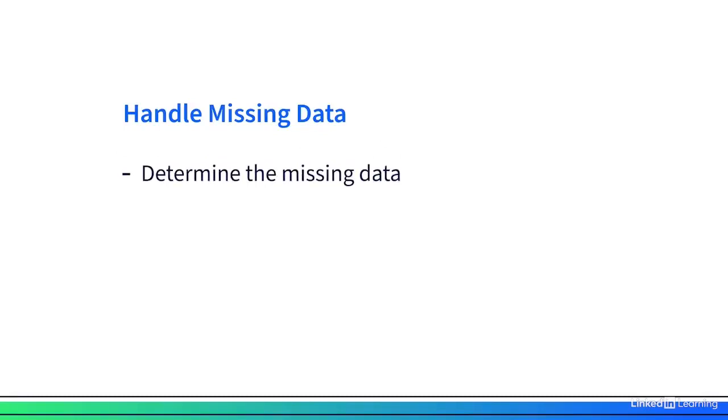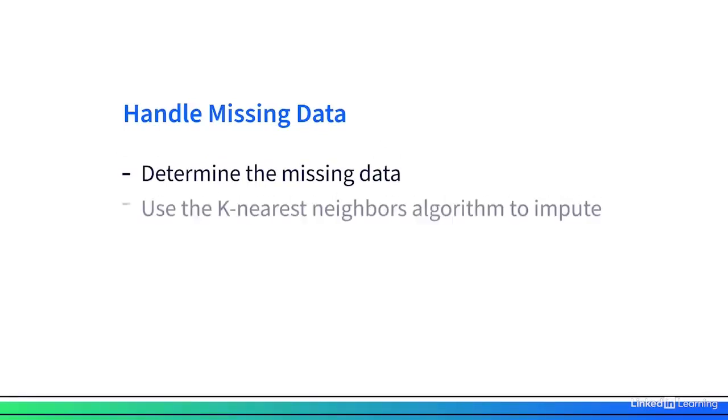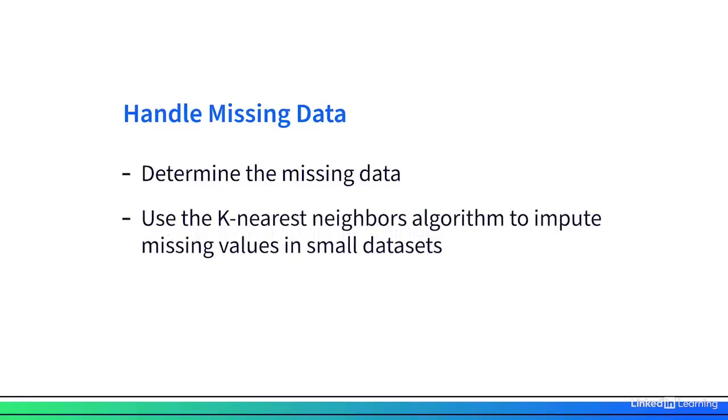Let's look at handling missing data. In the Jupyter Notebook, we're using machine learning to impute or determine the missing data. KNN, or K nearest neighbors, is a machine learning algorithm that is a quick and effective method to impute missing values when your dataset is small.